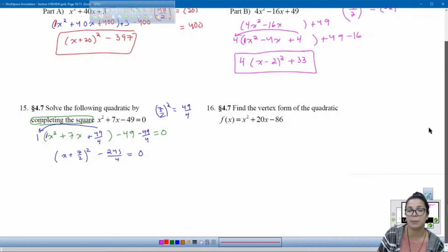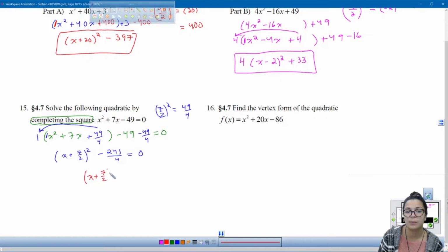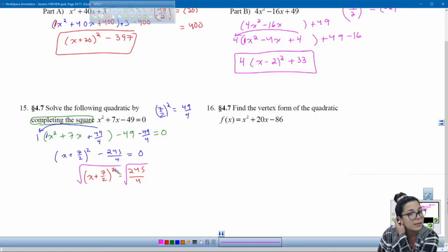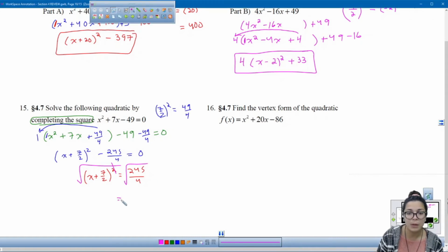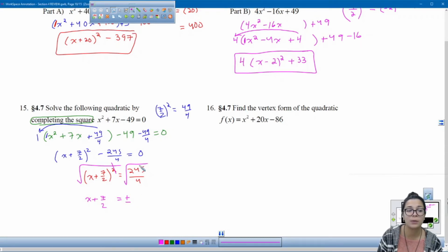Now let's do the solving part. To solve, I'm going to go ahead and add 245 over 4 on both sides. So I get x plus 7 over 2 squared equals 245 over 4. Now that the square is by itself, I can go ahead and square root both sides to get rid of that square. Remember, when you square root both sides, your result is plus minus. So we have x plus 7 over 2 equals plus minus square root of 245 over the square root of 4, which is 2.